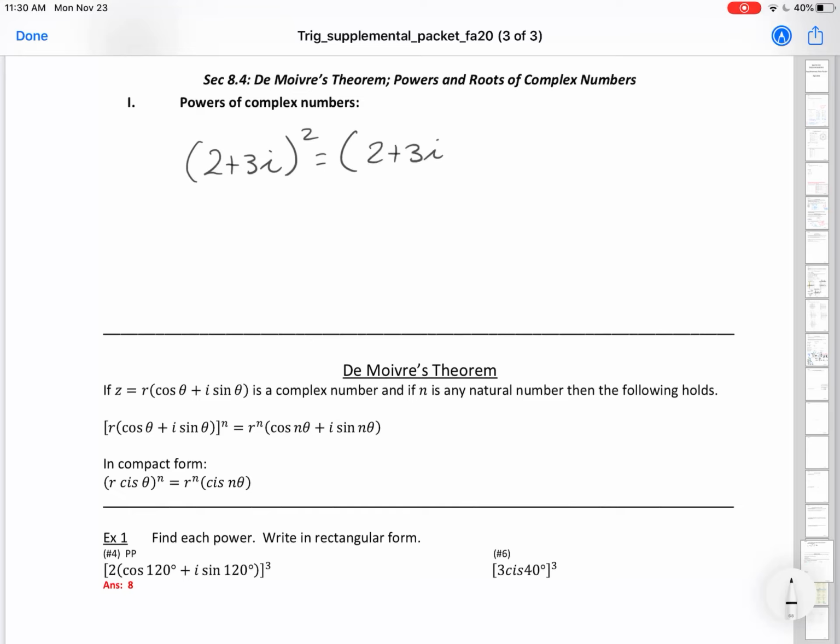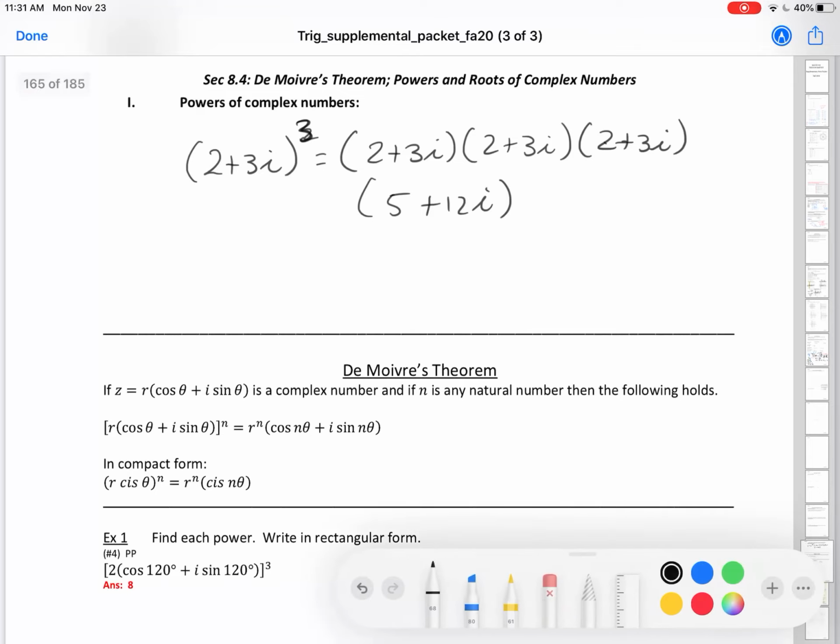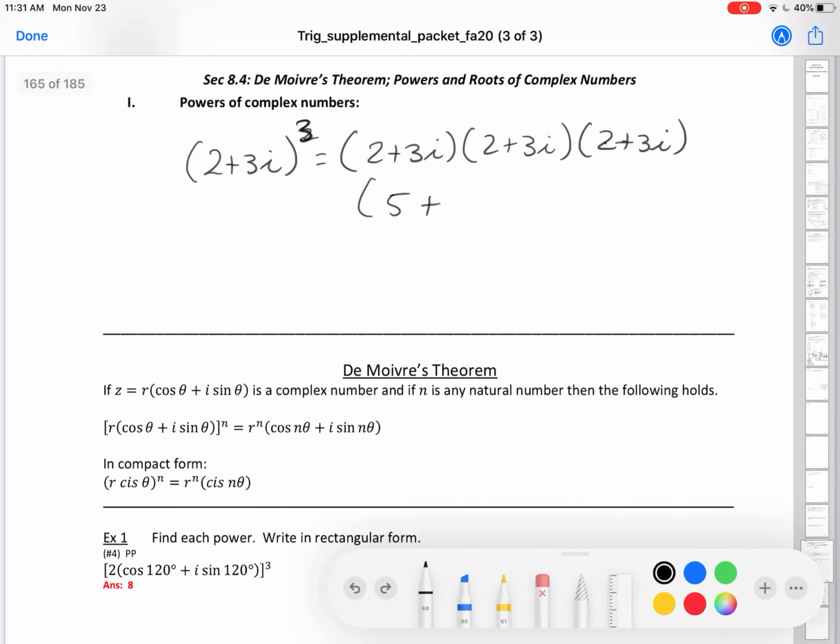The only way to do this if this was cubed is to write them both out 3 times. Now, we know what we got out of this one, right? It was 5 plus 12i. Is I think what we got out of that one. Maybe negative 5, right? If I can back up a little bit. Oh, that's too much. Okay, let's just redo it.